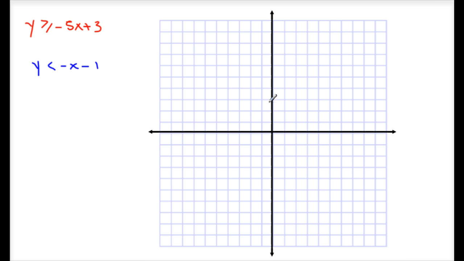Positive 3 going up, 1, 2, 3. And my slope of negative 5, so I'm going to go down 5, 1, 2, 3, 4, 5, and right 1. Or I could go up 5 and left 1, 1, 2, 3, 4, 5, and left 1.